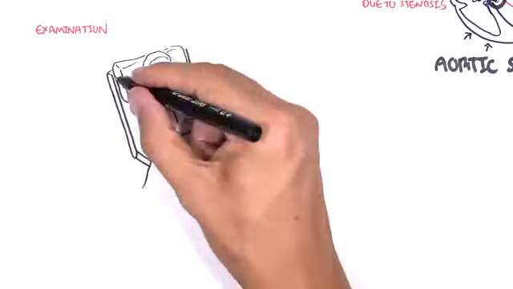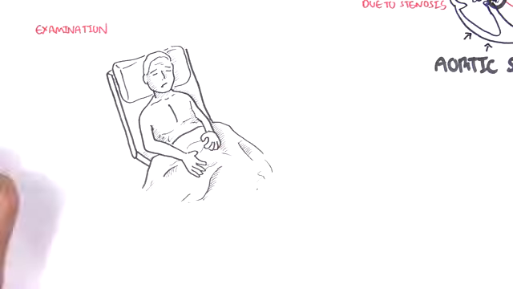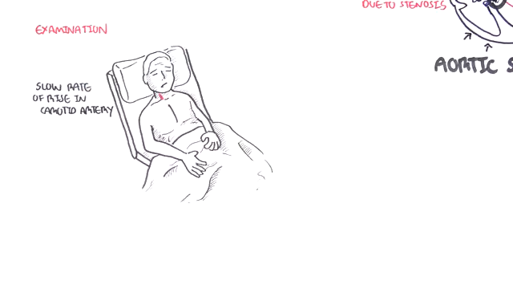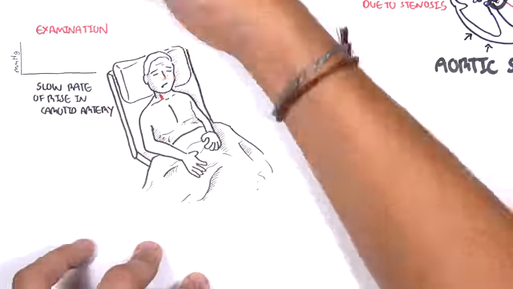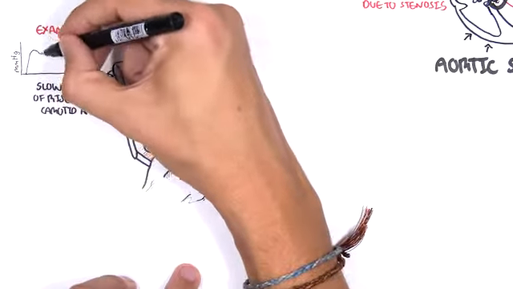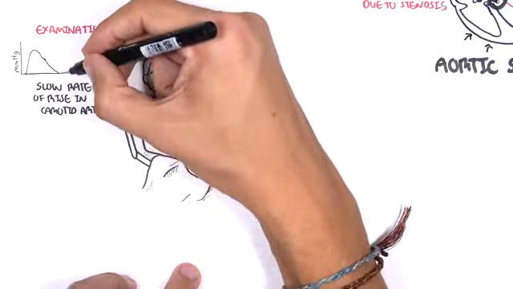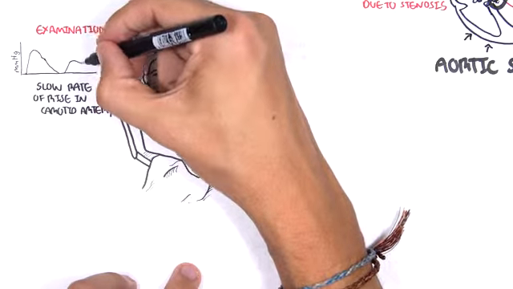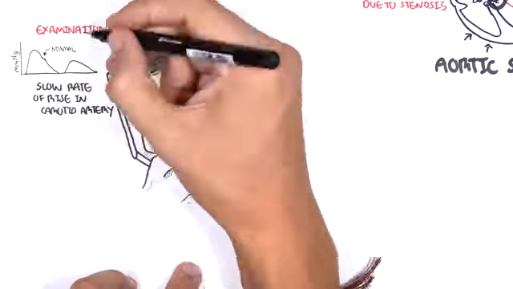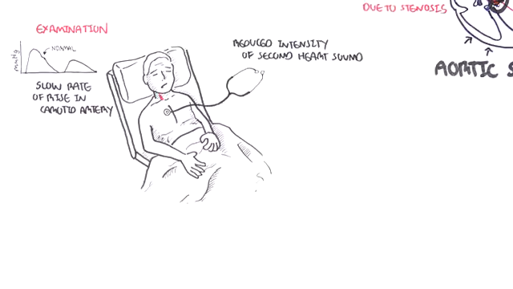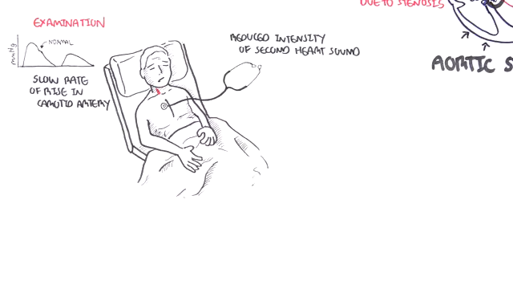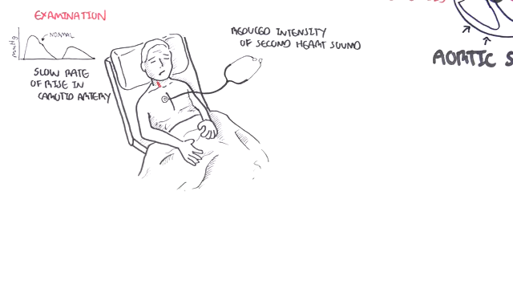On examination, we can feel a slow rate of rise of the carotid arteries, which can be felt around the neck. Normally, the carotid pulse rises fast, but in aortic stenosis, the carotid pulse is slow and weak. On auscultation of the right second intercostal space, parasternal, we have reduced intensity of the second heart sound, which is the sound when the aortic and pulmonary valves close.